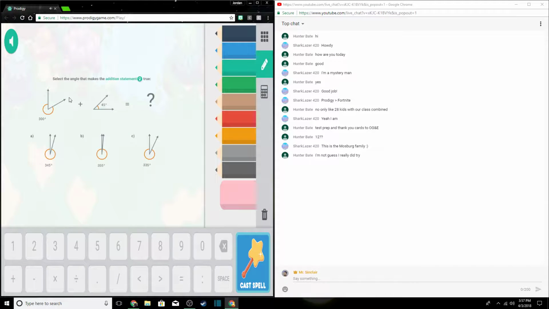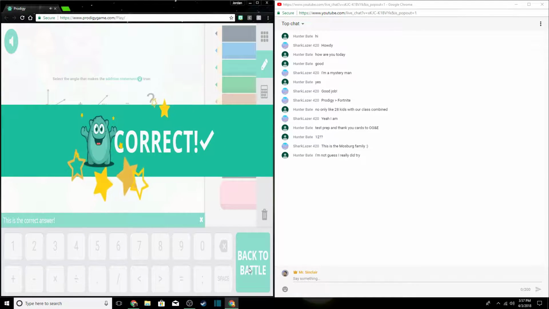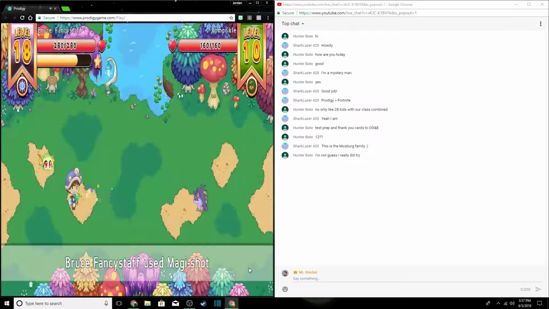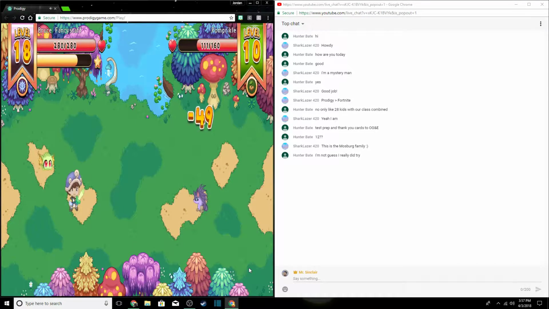So select the angle that makes the addition statement. So again, we're just adding 300 degrees plus 45 degrees, because that's how degrees work. And that's going to be 345. Go. Boom.